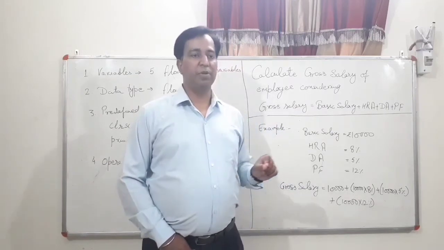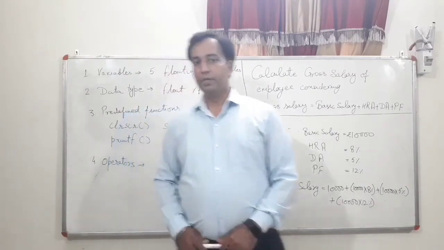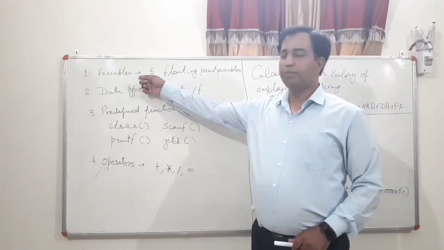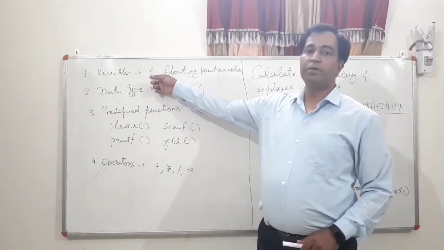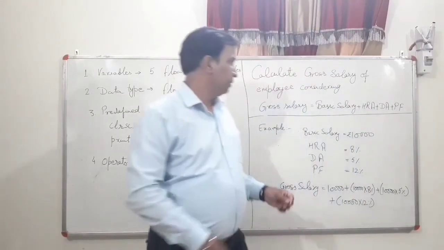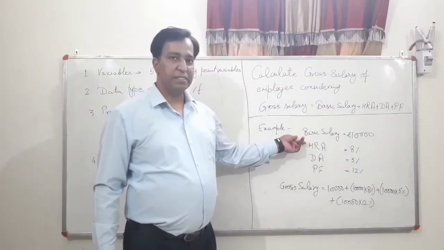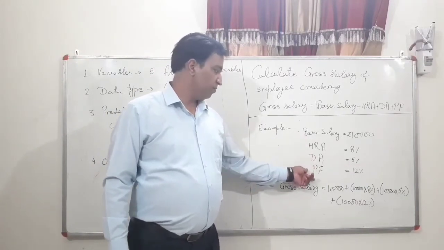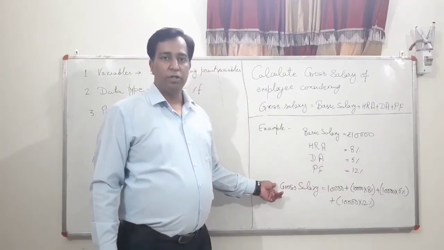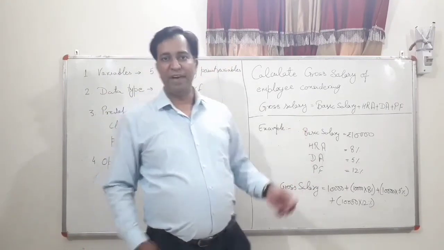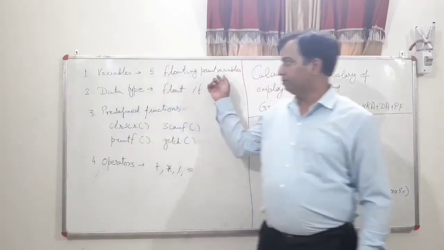Let's start with the explanation of this program, right? The concepts that we are going to use is the variables. We'll be using 5 floating point variables. How 5 floating point variables? That is 1 for basic salary, 1 for HRA, 1 for DA, 1 for PF and 1 for gross salary. So 1, 2, 3, 4 and 5. So 5 floating point variables will take.